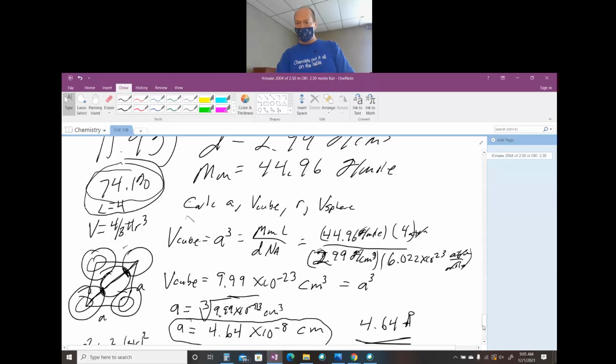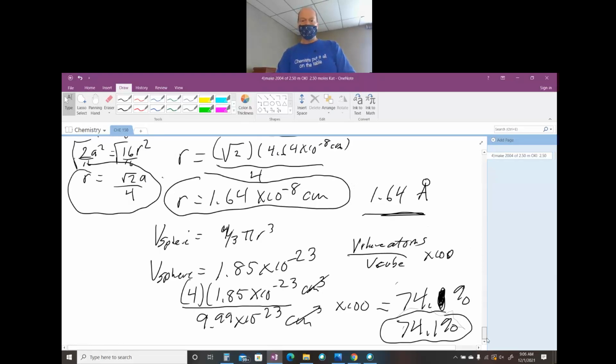All right, so you could have done this problem differently. You could have started where I ended. And you would have said, okay, I know that it is 74%. You could have solved for the volume of the cube because we had all of that. I guess we didn't. Well, again, you would have to know that the L value is 4. So 74%. So yeah, you would have to know that that's face centered and the L value is 4.